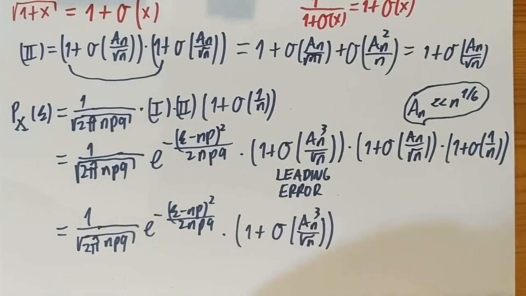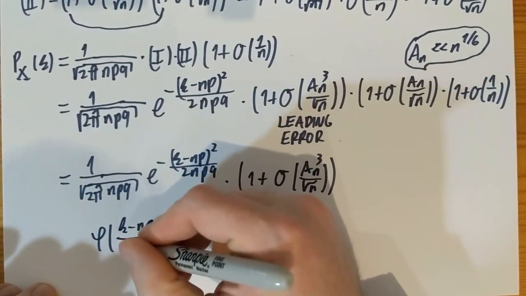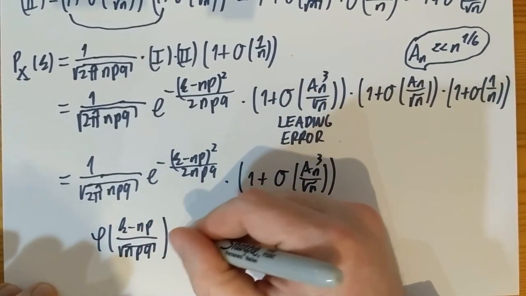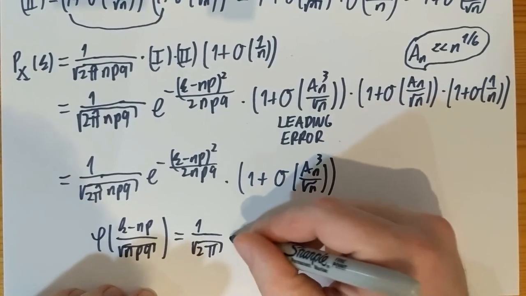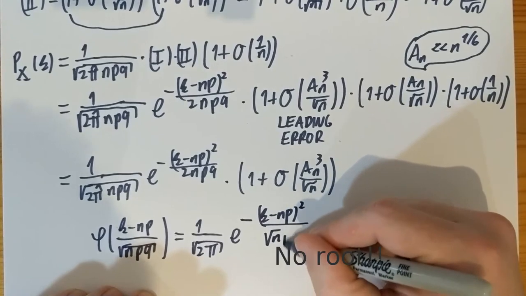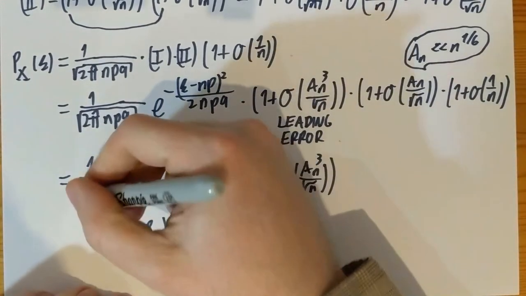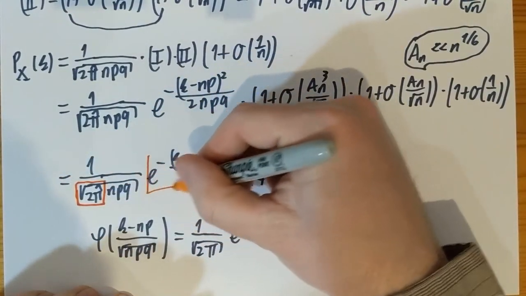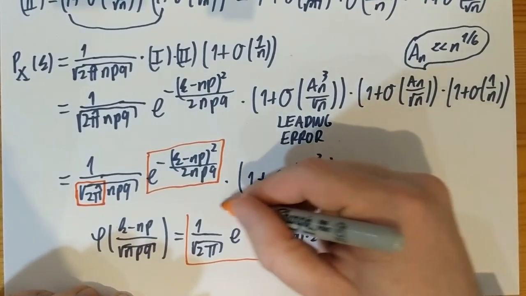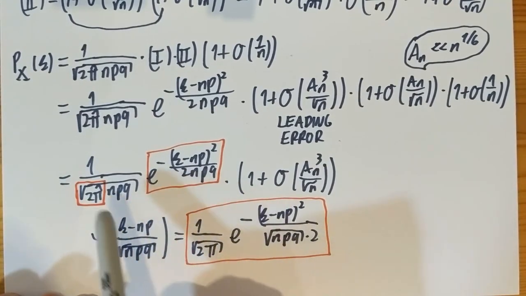Okay, and now we are actually done because phi, what is phi? What is phi of (k minus np) over square root npq? What is that? It's 1 over root 2 pi, and then exponential of minus the square of that over 2, so (k minus np) squared over npq times 2. And if we look carefully, then we actually recognize part of this, like this part, and that part is together this, except one thing, except that this is pi and this is a constant we still don't know. Okay, but other than that, we have those terms.